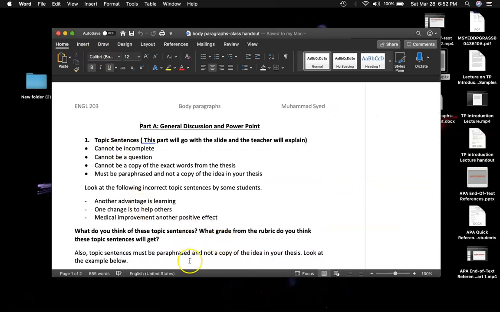I'll be going back and forth. I'll be here and the PowerPoint slide, similar to my lecture on APA, end of text references. All right, so let's start.